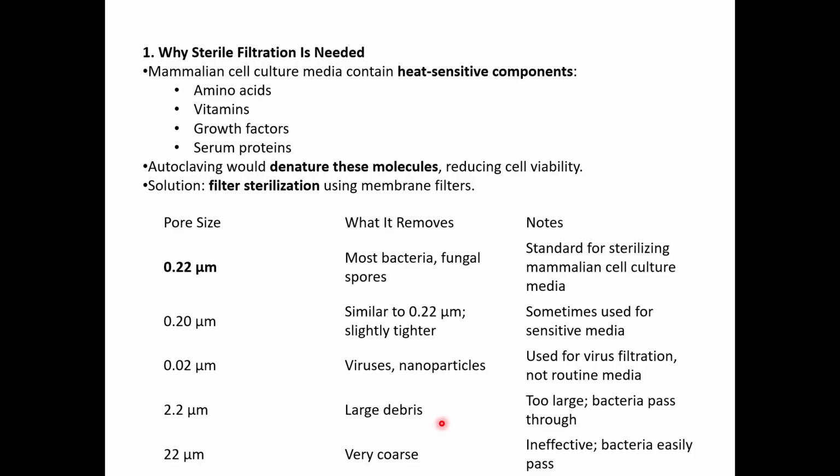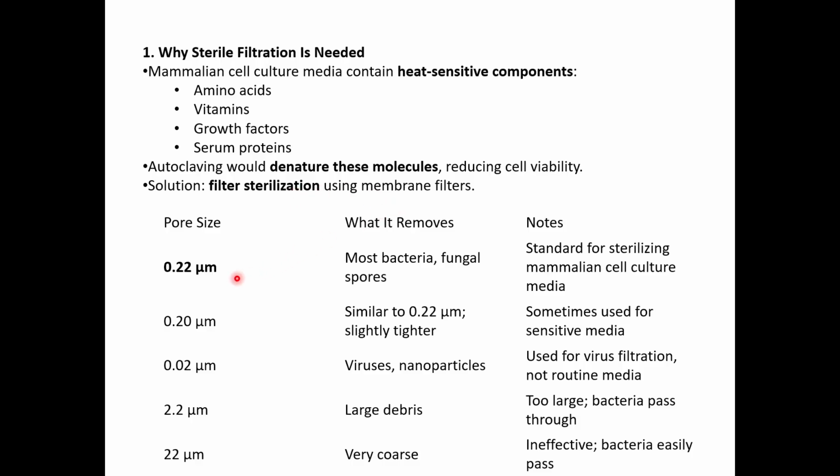Then sterile filtration in case of media. We discussed that sterile filtration instead of autoclaving is done for sterilization. Mammalian cell culture media contains heat sensitive components like amino acids, vitamins, growth factors, serum protein, etc. Like we discussed earlier, autoclaving will denature all these biomolecules and reduce cell viability or even make it more toxic to the cells. So filter sterilization is the only efficient way.